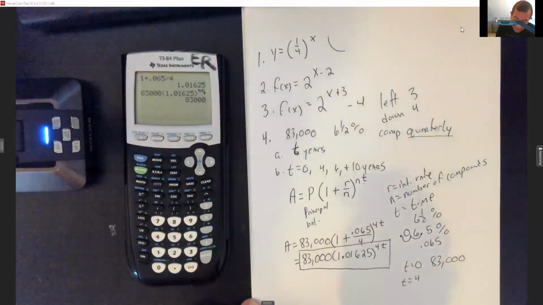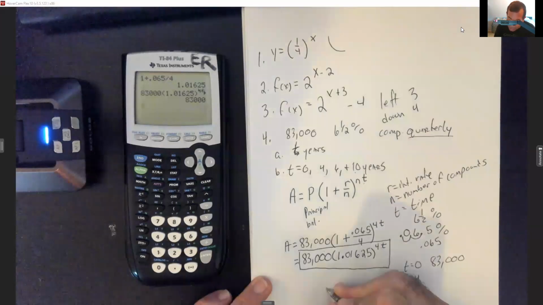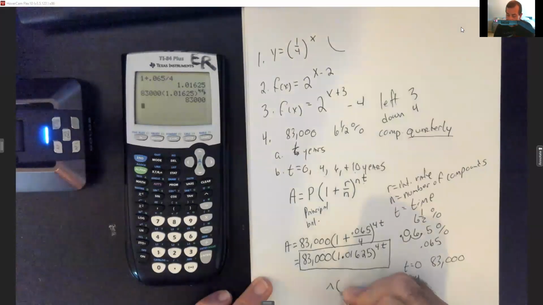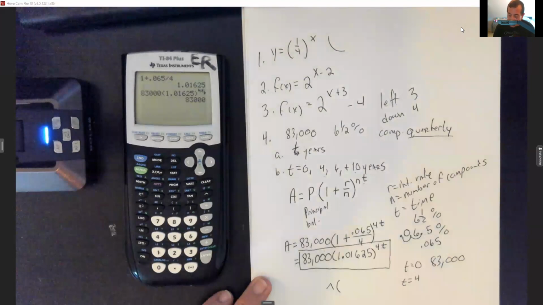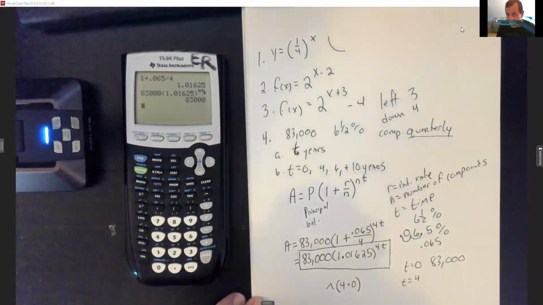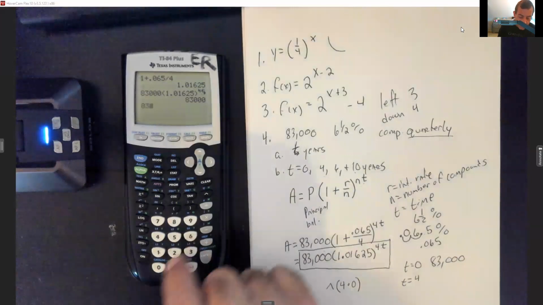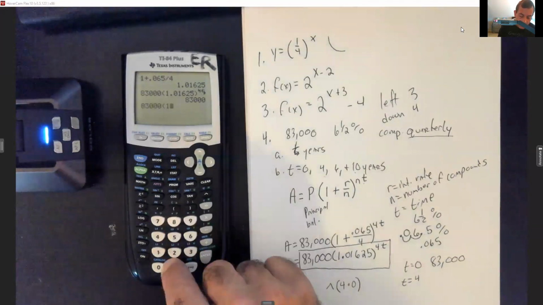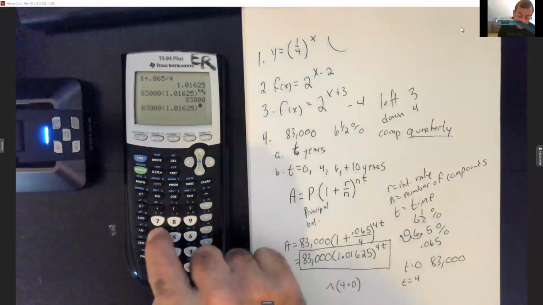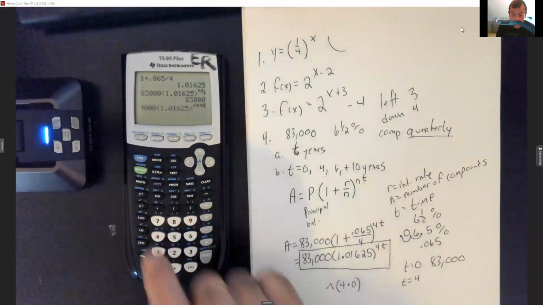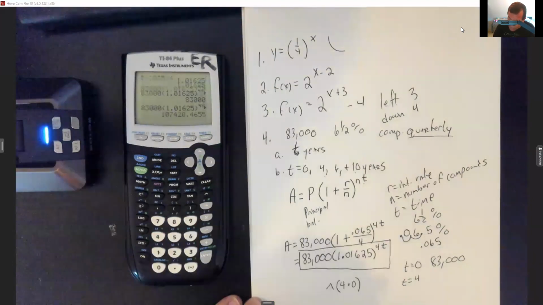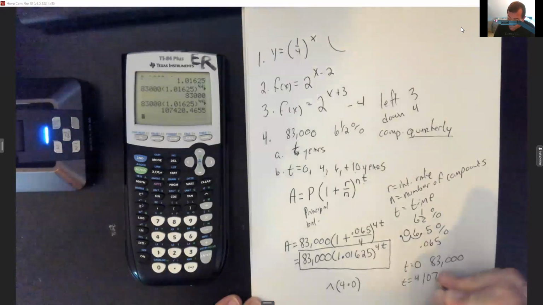If you have the older calculators, when you do exponents, it does a caret and a parenthesis. You have to actually do 4 times t and close the parentheses. On the newer ones, since it doesn't give us parentheses, we just put in our exponents. So the next one: 83,000, parentheses, 1.01625, close parentheses. And then my exponent will be 4 times 4, because I'm doing t equals 4 this time. And that's going to give me 107,420. And they'll want me to round to the nearest cents.